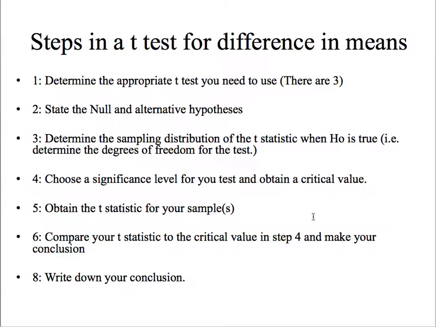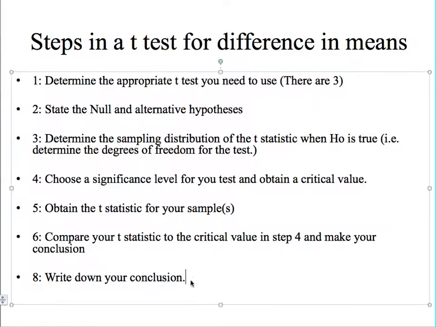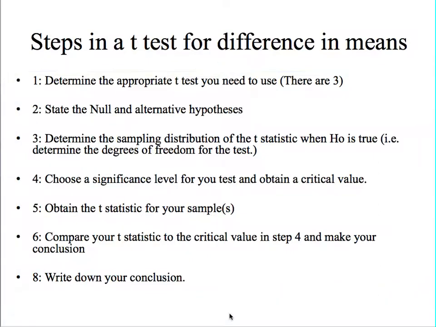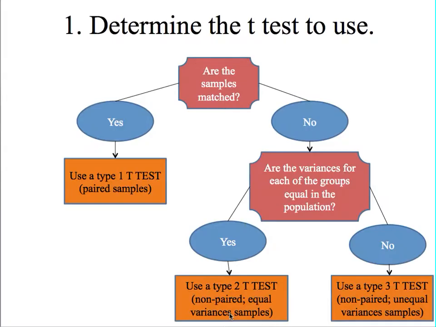These are the steps in the t-test. We'll be discussing each of them in the following slides. The first one is to determine the appropriate t-test that you need to use, and that is a function of the type of sample or groups that you're dealing with. And these should be more familiar to you because they are steps that pretty much have to be taken in any type of hypothesis test you do. So let's start discussing them one by one.